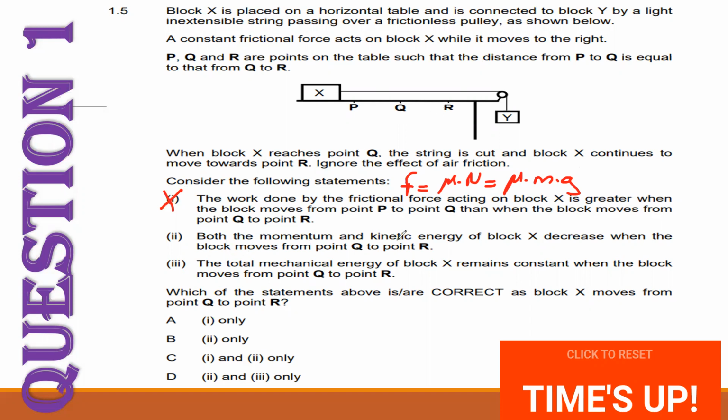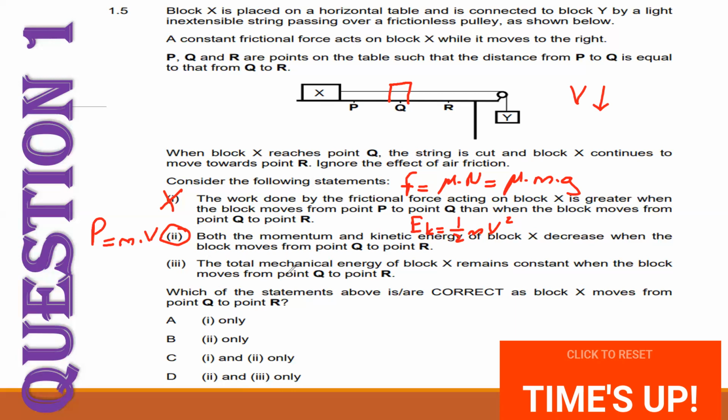And then, both momentum and kinetic energy decrease moving from Q to R. Yes, because velocity is decreasing. The object is slowing down after Q because you remove object Y, and slowing down means velocity decreasing. If velocity decreases, momentum also decreases because momentum equals M times V. And kinetic energy also decreases because kinetic energy equals half mass times velocity squared. So this option is correct. Answer is 2 only or 2 and 3.